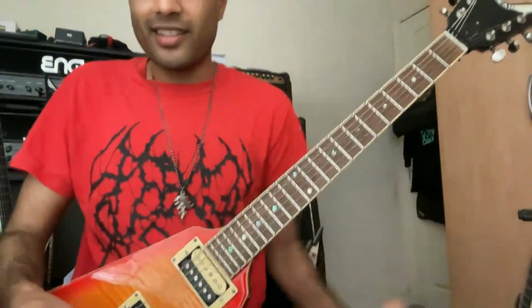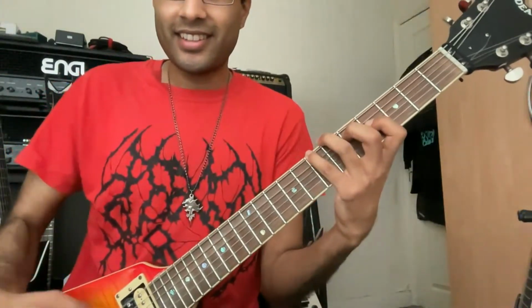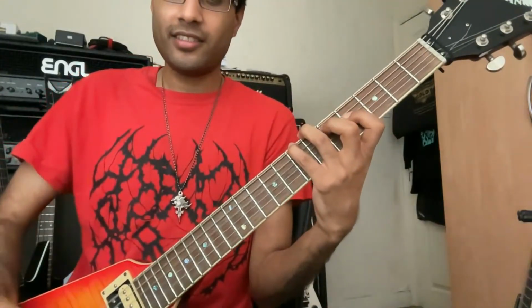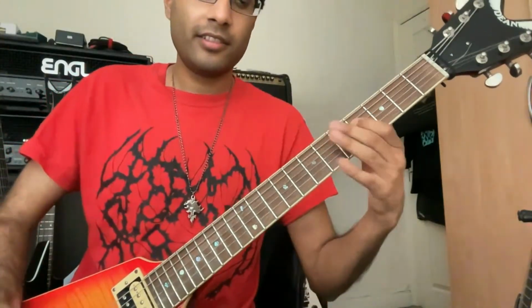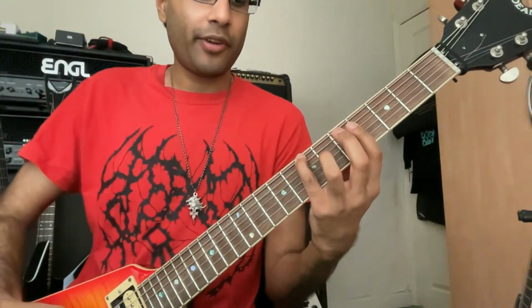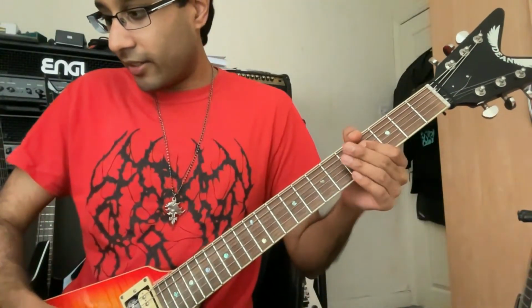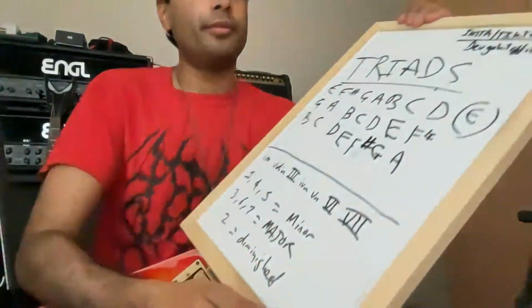Yes, businessman. Now we're getting the hang of it. B minor right here. B, 7th fret on E. D, 5th fret on A. F sharp, 4th fret on D.